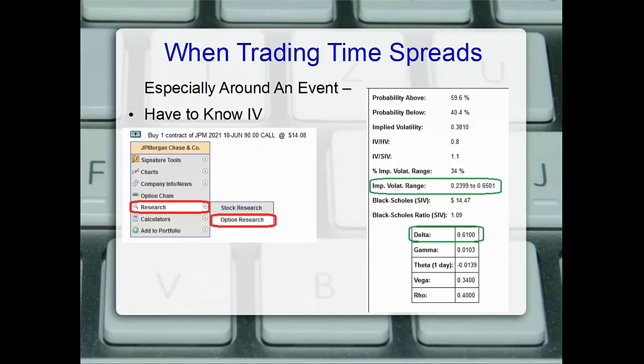So when you're doing any kind of time spread around earnings, when an option expires further out in time, when you see the listing of the option in the details of the custom spread tool or on your search, you want to use that more information button. You need to go to research and option research. This shows you all the available data that we have for that option. And over on the right, you'll see the implied volatility in the total range.